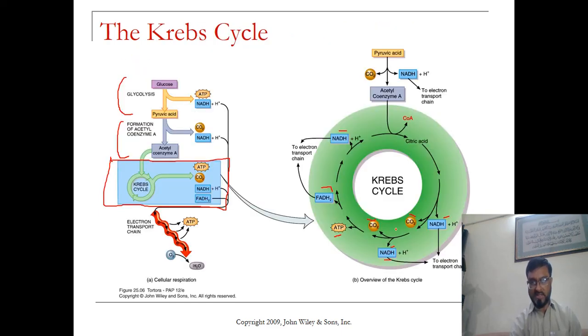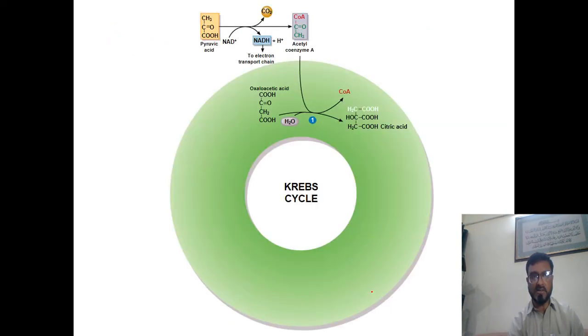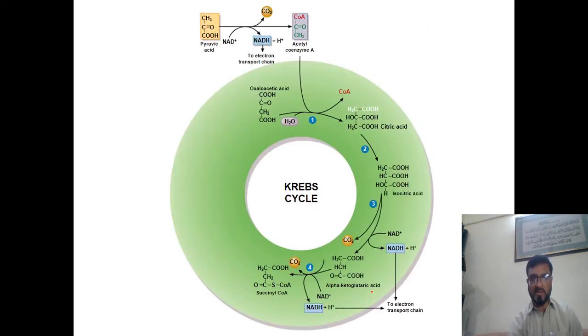All of these NADH2 and this FADH2 will go into the electron transport chain for further energy release. So there are eight reactions of the Krebs cycle. Look at this one. These are the reactions. First of all, as I told you earlier, pyruvic acid is converted into acetyl COA and NADH2 is produced. This acetyl COA reacts with the oxaloacetate.